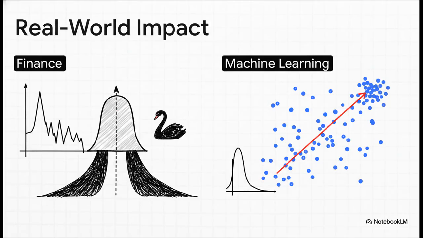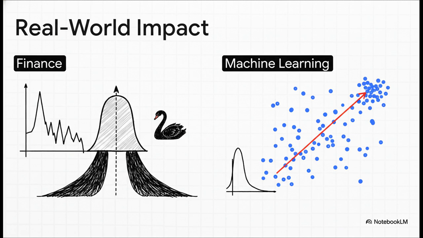And the applications are literally everywhere. In finance, assuming market returns follow a nice, clean bell curve can be catastrophic. They don't. They have fat tails, which is a statistical way of saying that massive crashes, those black swan events, happen way more often than a normal distribution would ever predict. Kurtosis is how you measure that risk.